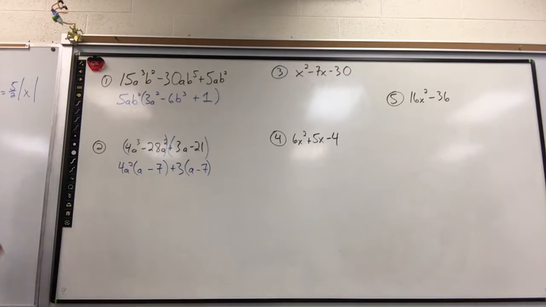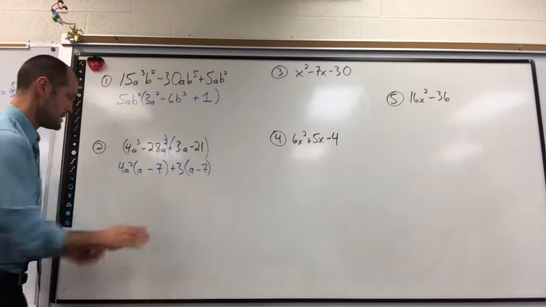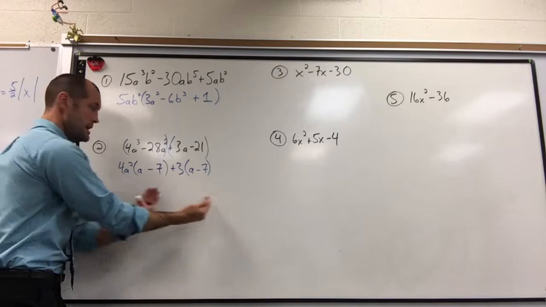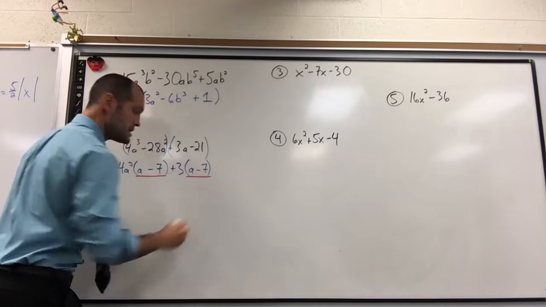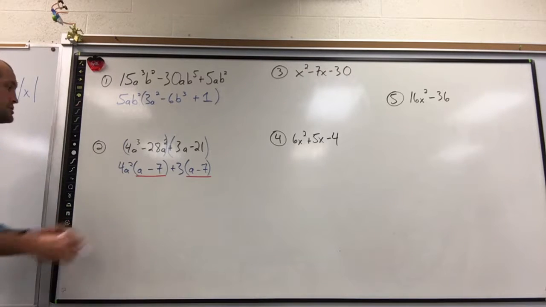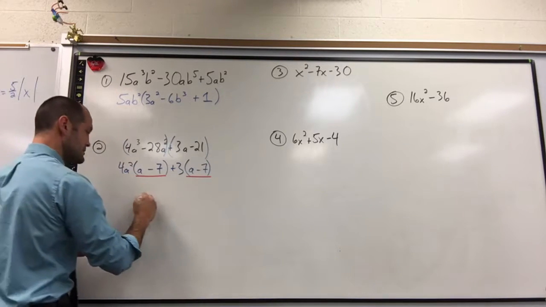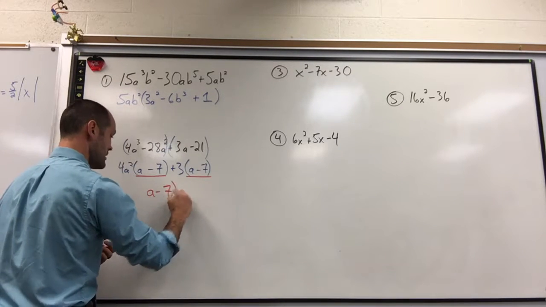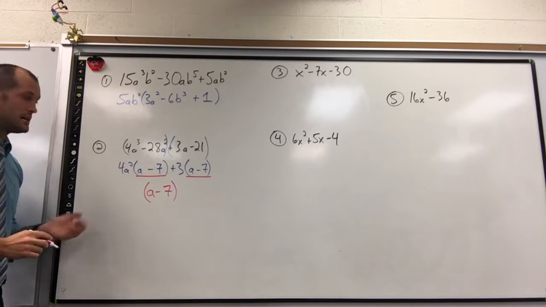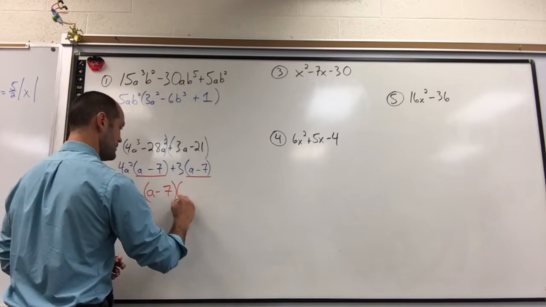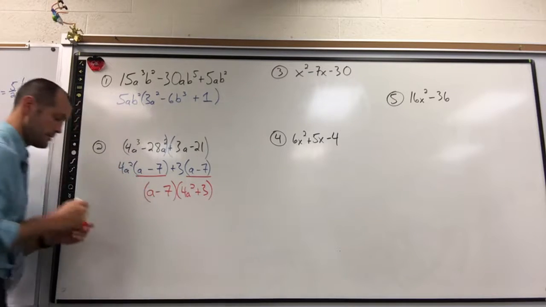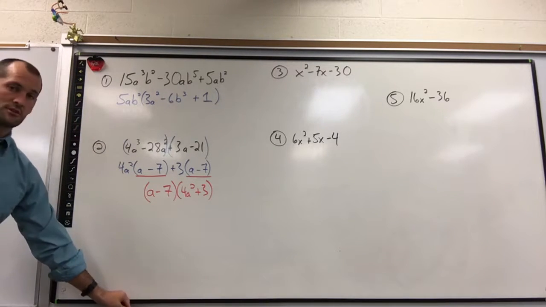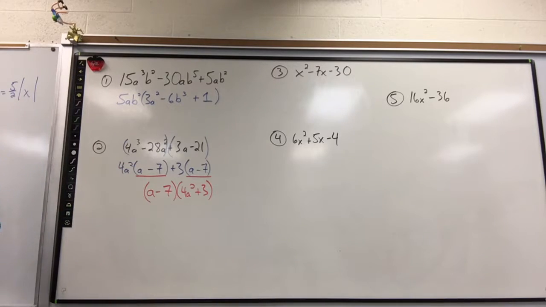Now if you notice, I really only have 2 terms here. This represents one term, that represents the other. They now both share an a minus 7. So I can pull that out because they share a minus 7, leaving me with 4a squared plus 3. And that is my final factored form using grouping.